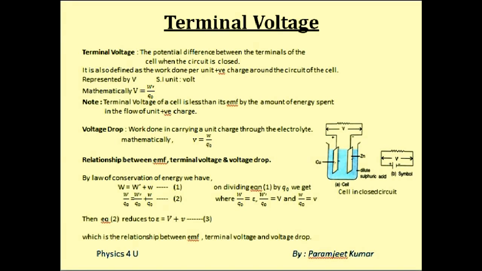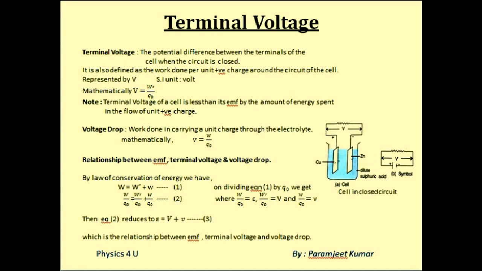Now there is one special note here. Terminal voltage of a cell is less than its EMF by the amount of energy spent in the flow of unit positive charge. Now voltage drop: work done in carrying a unit charge through the electrolyte is voltage drop. Mathematically it is v equals W by Q naught. Here v is the voltage drop, W is the work done, and Q naught is the test charge.